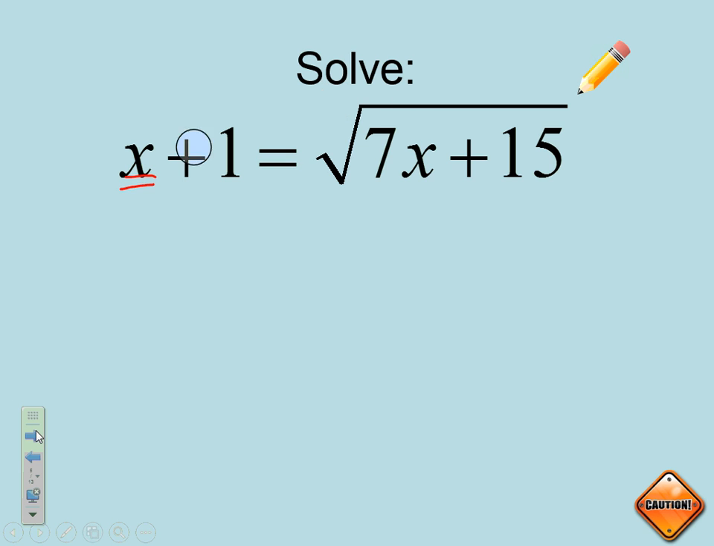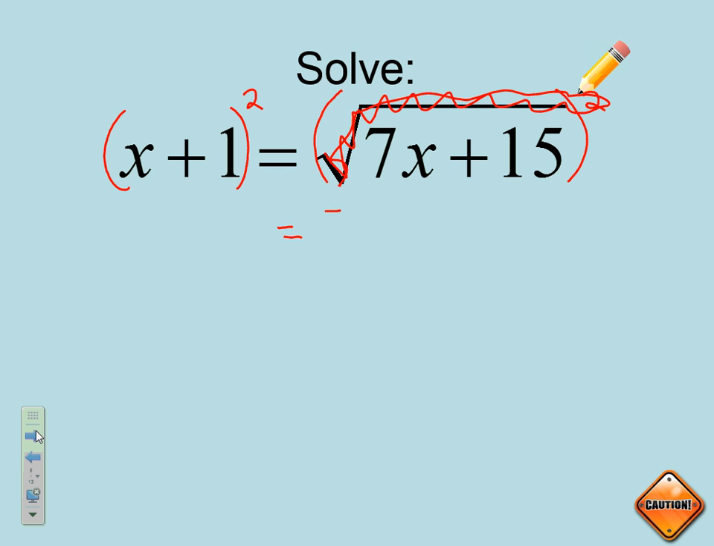Well, if I need to do that, what kind of root is this? This is a square root. And to free up the 7x plus 15, I'd need to square both sides of the equation. Now when I square something that's square rooted, yay, inverse operations, 7x plus 15 is what I have. When I square this other side, be careful, x plus 1 squared is x plus 1 times x plus 1. There's two of those things, okay?